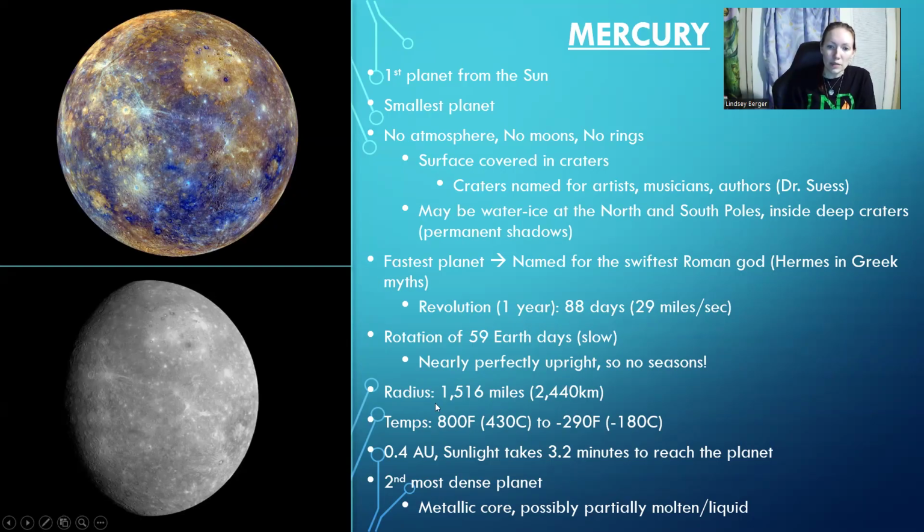When we're looking at radius, the reason I have these out here is so that when you go back and look at your notes, you can compare the radii of the different planets. You can get a sense of where they are in the placement of largest to smallest.